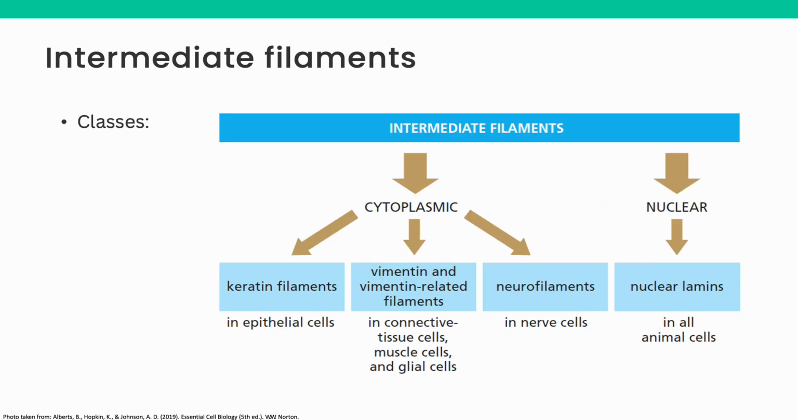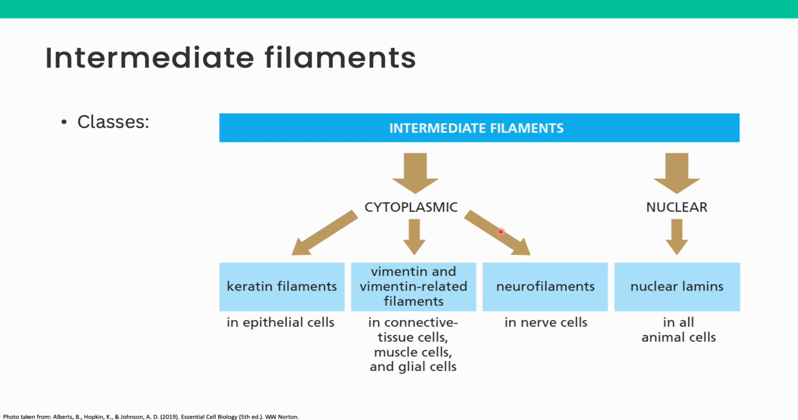Next, let's talk about the different classes of intermediate filaments. There are 4 classes in total. 3 of them are cytoplasmic, and 1 of them is nuclear. For the cytoplasmic intermediate filaments, the type of filament is related to the cell type as well. So for example, we have keratin filaments, which can only be found in epithelial cells.